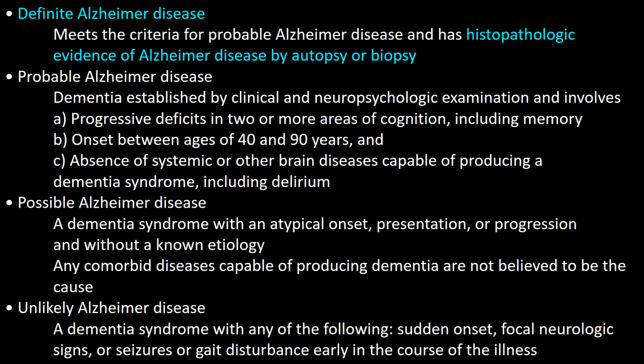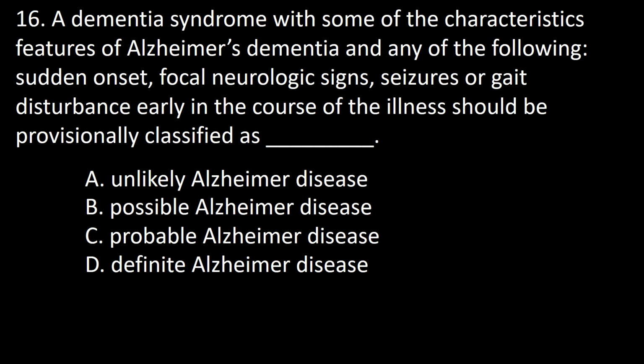Notice that the definite diagnosis can only be made with histological confirmation. Also notice that sudden onset, focal neurological signs, seizures, or gait disturbances early in the course of the illness makes a diagnosis of Alzheimer's unlikely. I think that when they refer to focal neurological signs, they refer to motor and sensory signs, to the exclusion of loss of episodic memory. So the answer to this question is A.